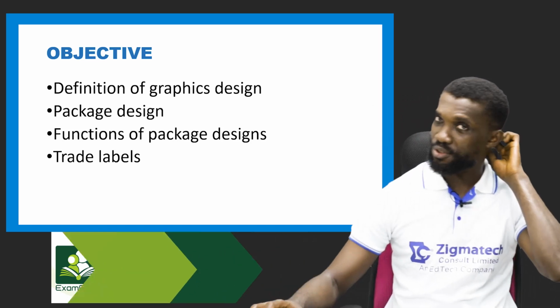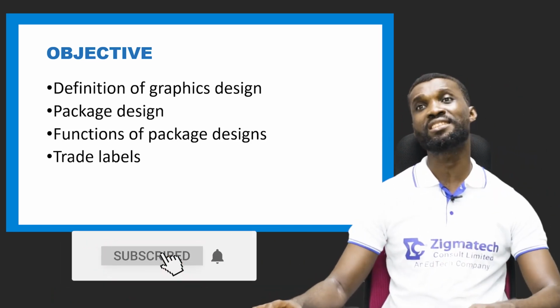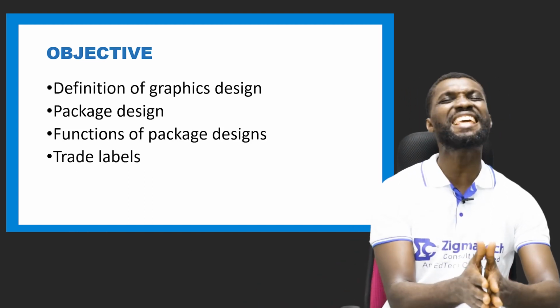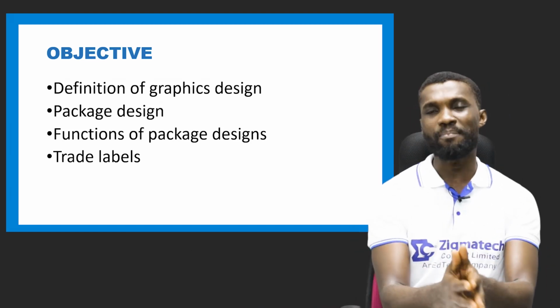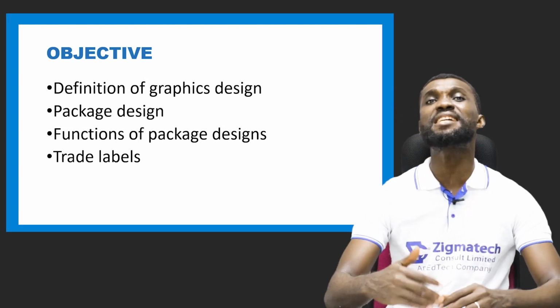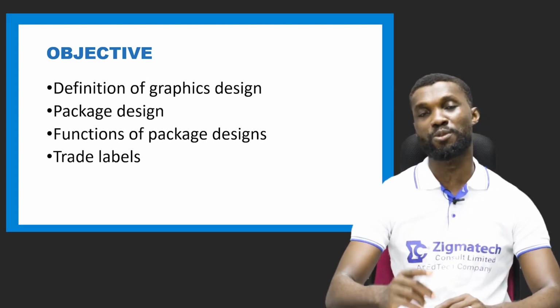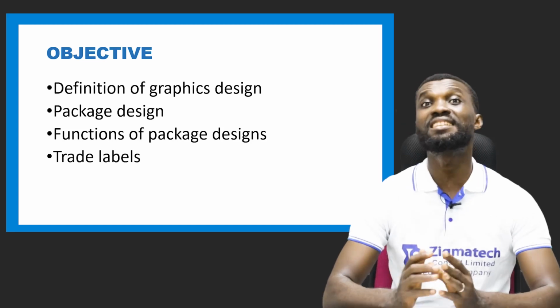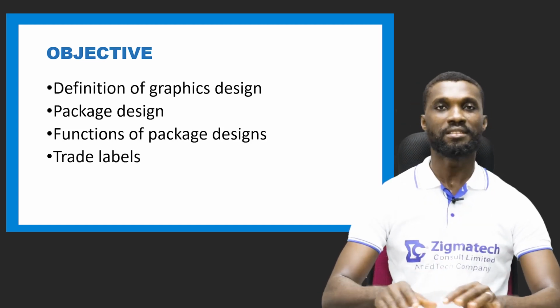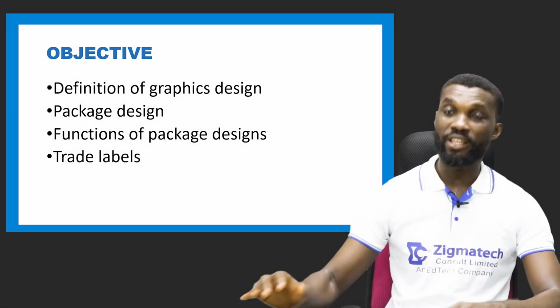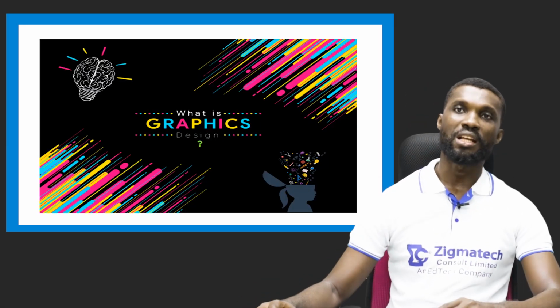Now, what's our objective for today? First of all, we'll be looking at the definition of the word graphics design. That's the first thing we will know. Second, we'll look at the package design. Then we'll look at the importance of graphics design. What are the things that make up a graphic design? So we are going to look at all that. Then we'll look at the functions of package design, and then we'll talk about the trade or label design, how to make your trade labels. Okay, so without any further ado, let's get started.